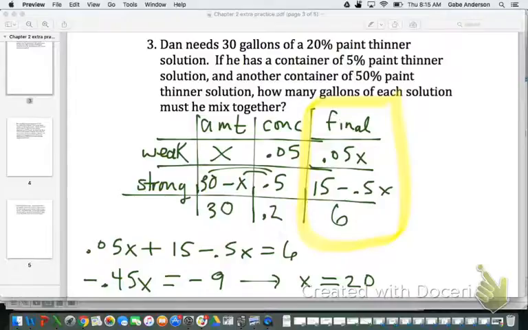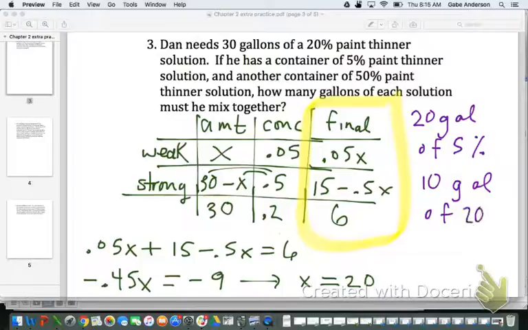So for a concluding statement here, what we would say is we need 20 gallons of which solution? The weak one, of 5%. And how many gallons do we need of the strong? 10, right? You're just doing 30 minus 20 to get that 10. So 10 gallons of the 20%. Okay, so there it is.